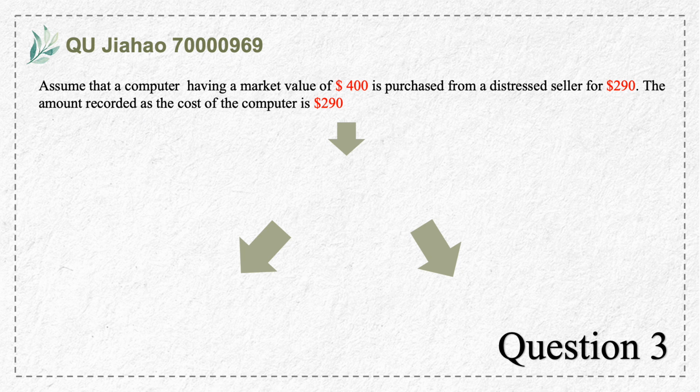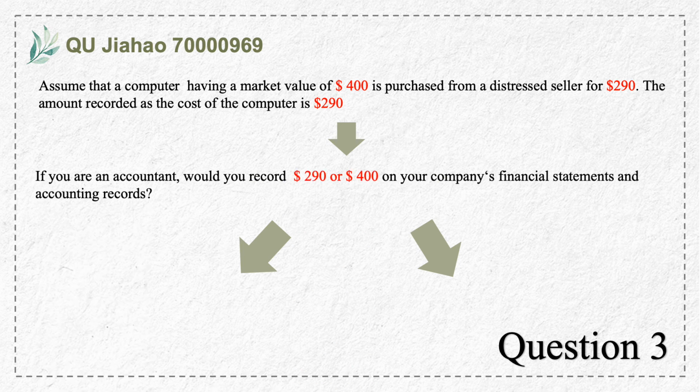And question 3. Assume that a computer having a market value of $400 is purchased from a distressed seller for $219. The amount recorded as the cost of the computer is $219. So here is a question. If you are an accountant, would you record $219 or $400 on your company financial statement and accounting records?